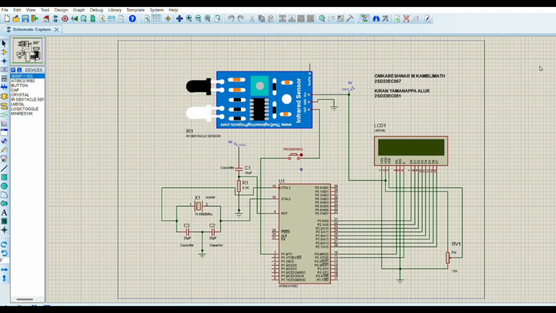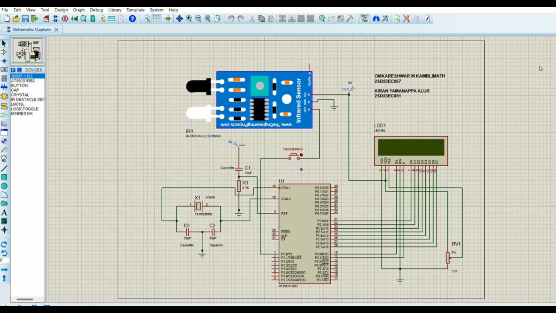An IR sensor is connected to pin 1.0 of the microcontroller. This sensor works on active low logic, meaning it outputs a low signal 0 whenever a person or object interrupts the IR beam. The microcontroller enters an infinite loop where it continuously monitors the IR sensor.